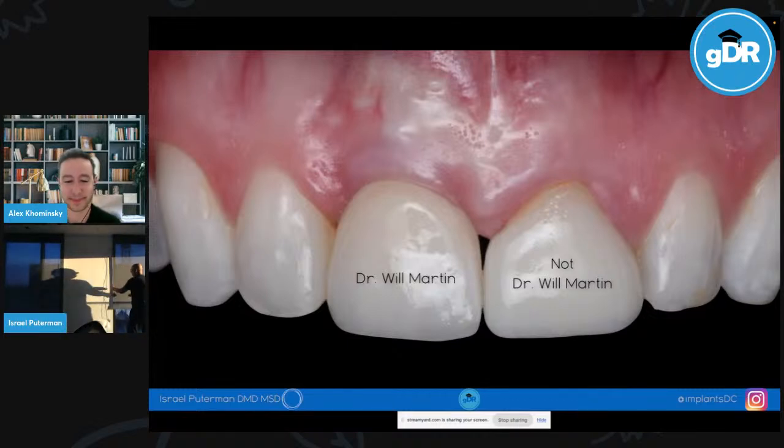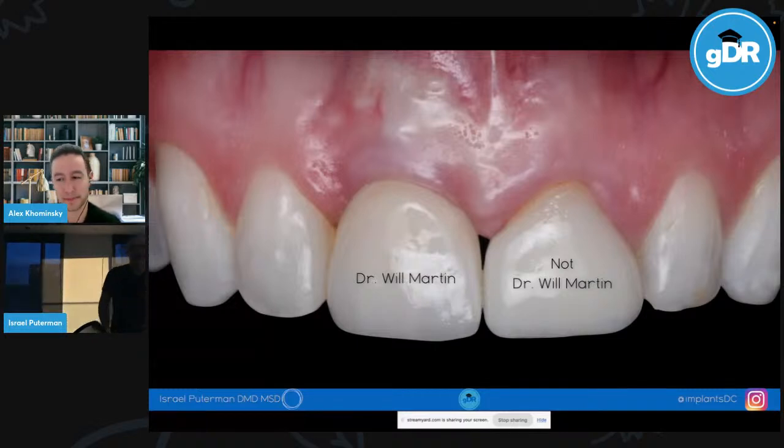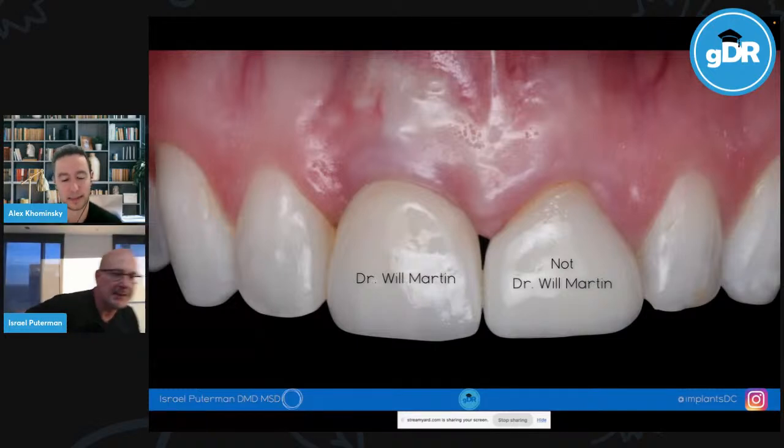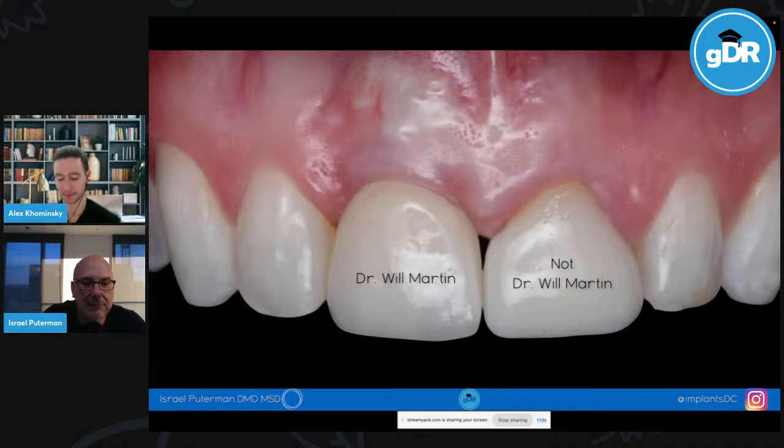So I'll use guided surgery for a lot of those cases, but not exclusively. Is this any better? Yeah, that is. Okay. So it's not 100% law in my office, and one of these days it probably will be. But the law is canine to canine. And is that fully guided?